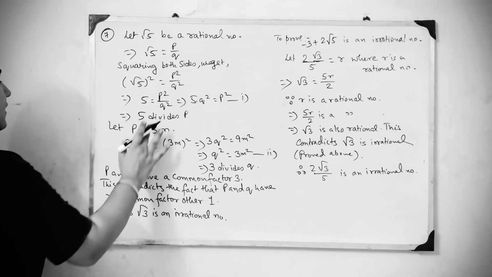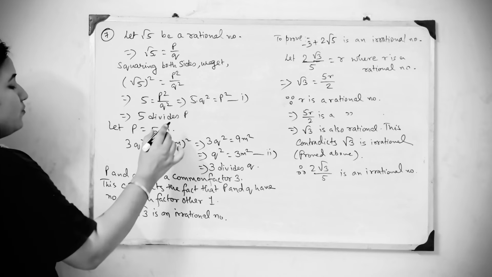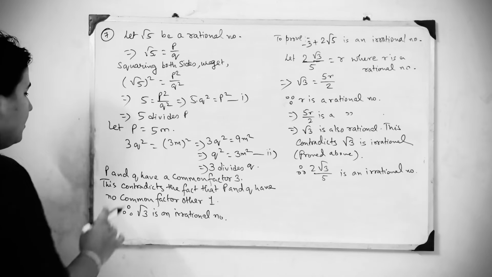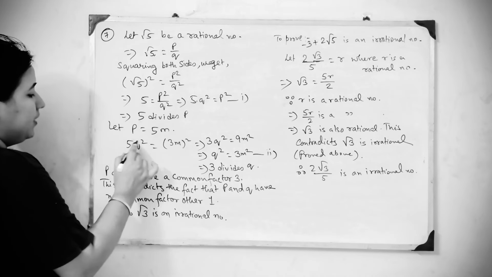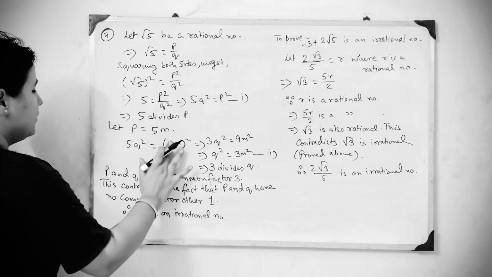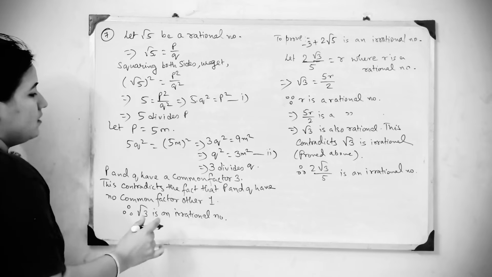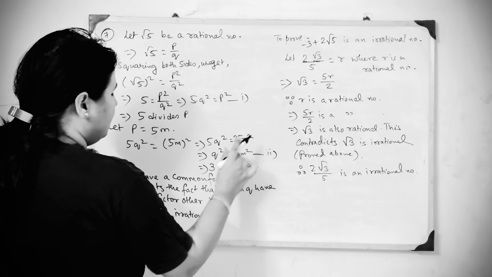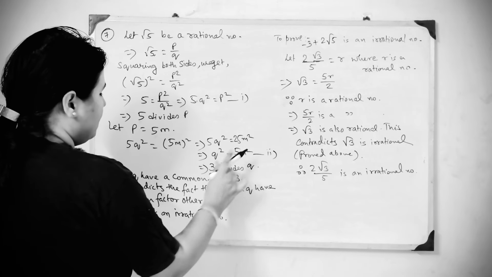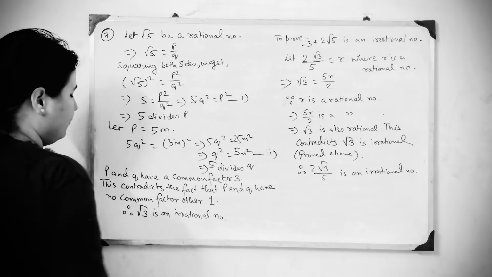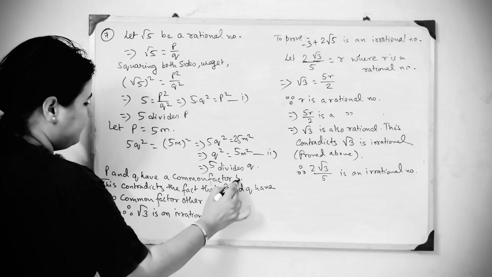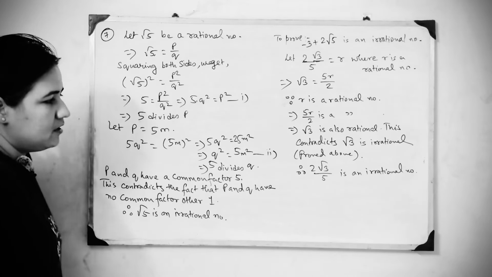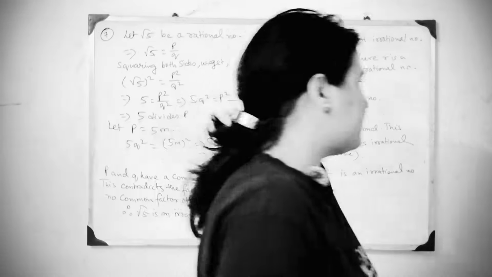So let p equal to 5m. This part of the sum we have already done in the previous sum, so you need to repeat the same thing. So this equals 5m square. We will get here 25, q square equals 5m. So 5 divides q. They have a common factor 5, and here finally we can conclude root 5 is an irrational number. So this was for the first part.